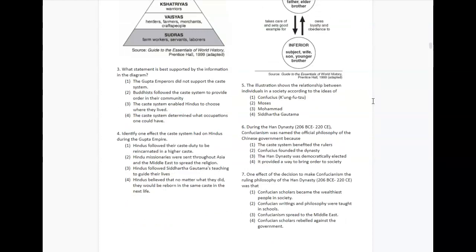Number 7. One effect of the decision to make Confucianism the ruling philosophy of the Han Dynasty was that 1. Confucian scholars became the wealthiest people in society. 2. Confucian writings and philosophy were taught in schools. 3. Confucianism spread to the Middle East. 4. Confucian scholars rebelled against the government.